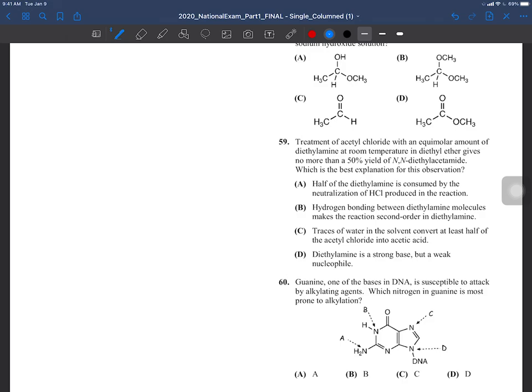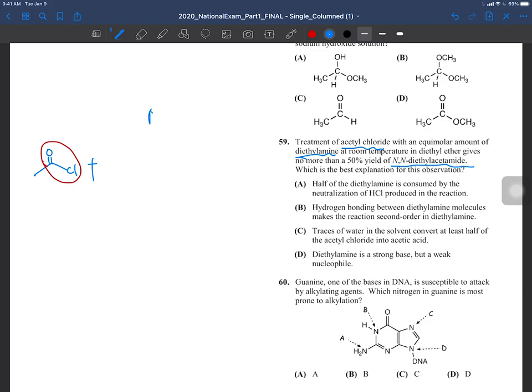Okay. First, you need to know some nomenclature in organic chem. You may need to know what is acetyl chloride, what is diethylamine, what is the N,N-diethylacetamide, right? And then we need to convert this into the chemistry language by showing the structure. So the acetyl chloride is something like this. So this is the type of organic molecules. So a C=O double bond connected to a chlorine is called acyl chloride. And then it reacts with the diethylamine.